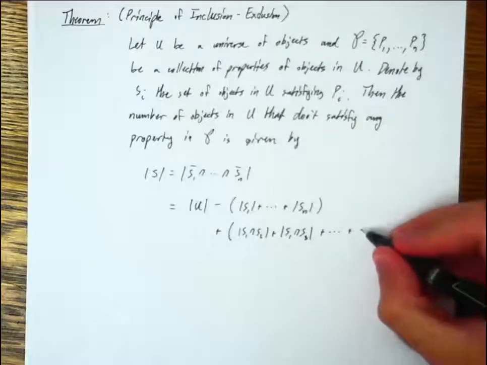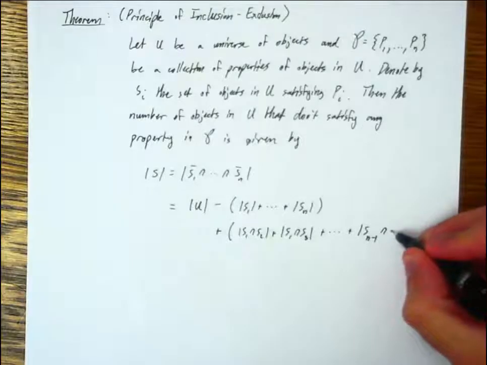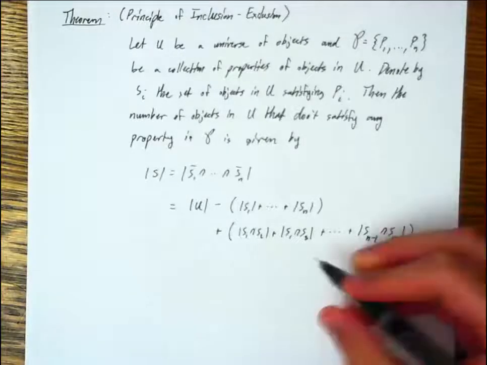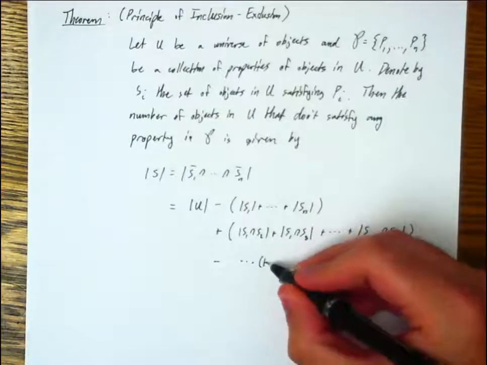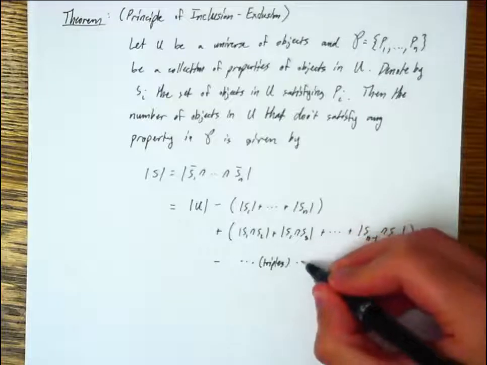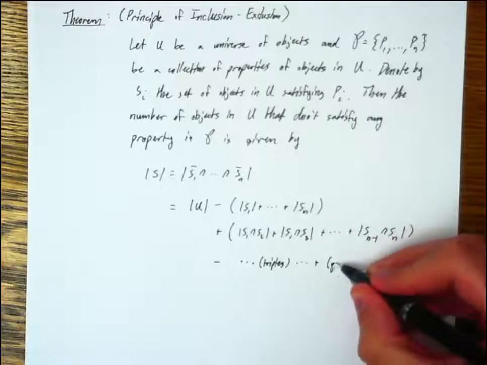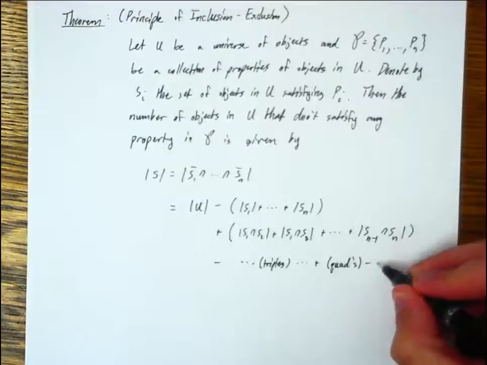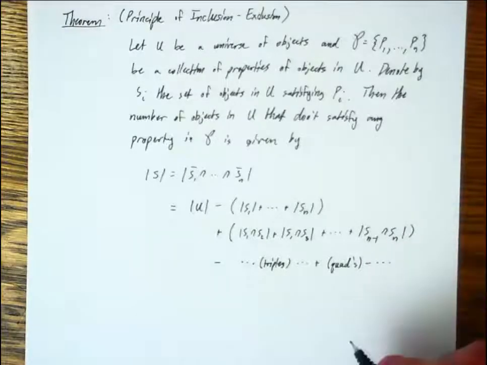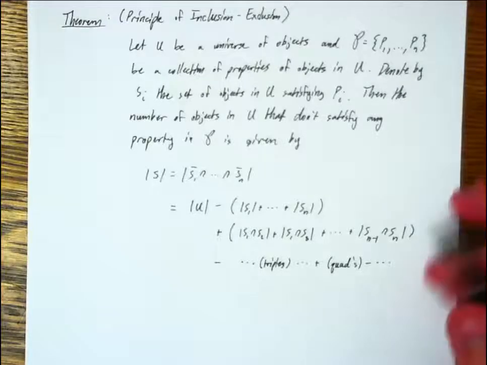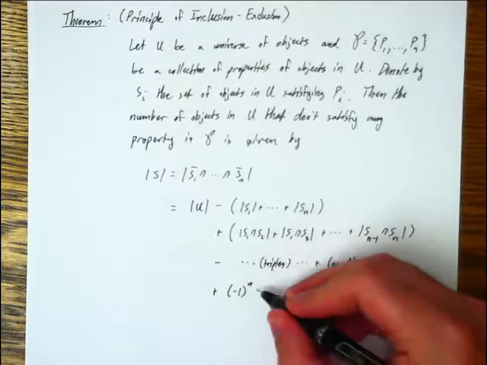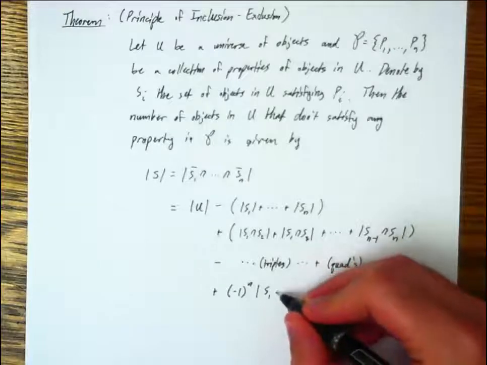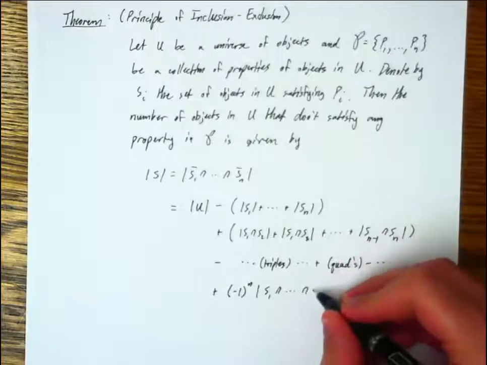And we'll add back in all the way out to Sn-1 intersect Sn. And we're going to subtract out the triple intersections. So these are the triples. We're going to add back in the quadruples and subtract out the quintuples and so on. We're going to keep alternating because we keep taking out too many things or we keep adding too many things back in. But we will end, I guarantee you, on a -1 to the n times the size of all the things that satisfy all n properties.